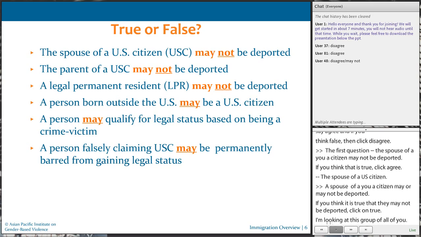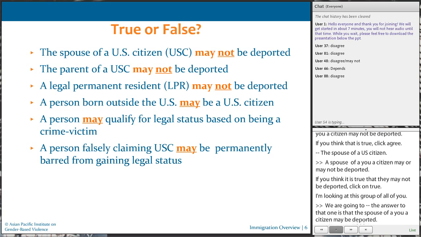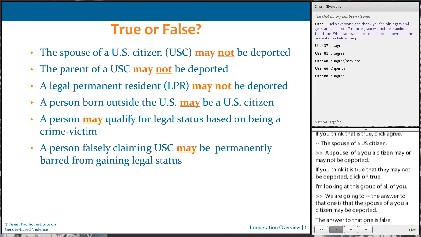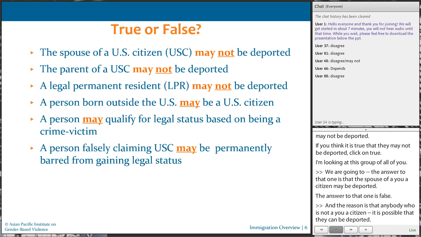So the answer to that one is that the spouse of a U.S. citizen may be deported. So the answer to that is false. The reason is that anybody who is not a U.S. citizen, it's possible that they can be deported. And so assuming that the spouse of a U.S. citizen is not also a U.S. citizen, they may be deported.